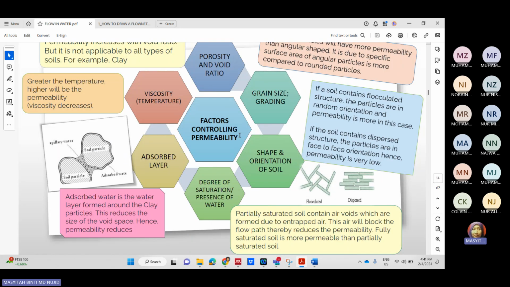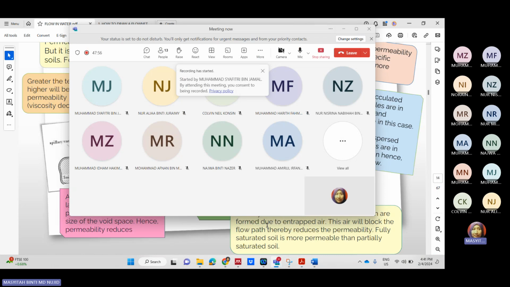Apa kelas porosity? Baru 2 minggu lepas aja. Anyone can answer my question here? No, Nisrina? Simbol apa untuk porosity class? N, madam. Okay, good. Void ratio? E. Okay.